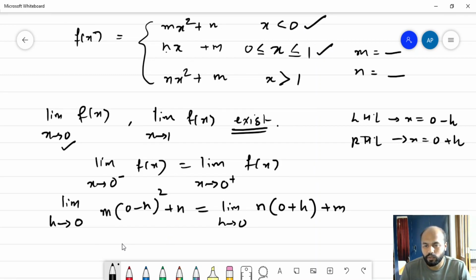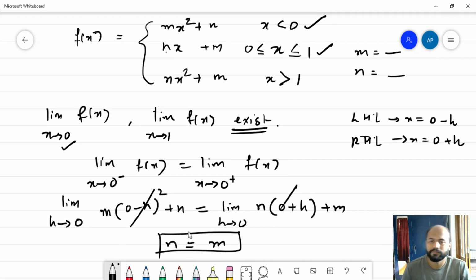So put h as 0, and what we get is m times 0 plus n equal to n times 0 plus n. On the left hand side we're going to get n, and on the right hand side we're going to get n as well, because the other term is turning out as 0, so it will go. So the first thing that we get from here is n is equal to m. This is the first equation that we get.